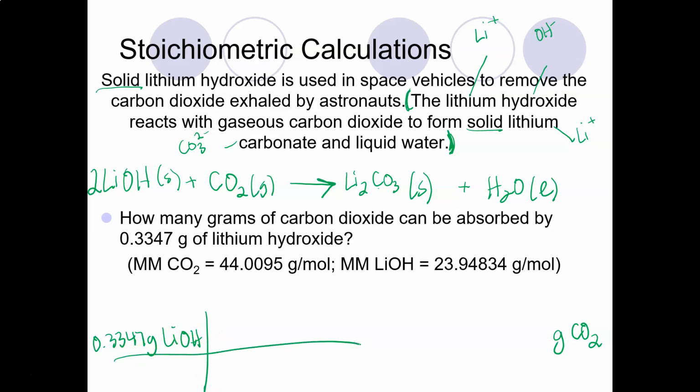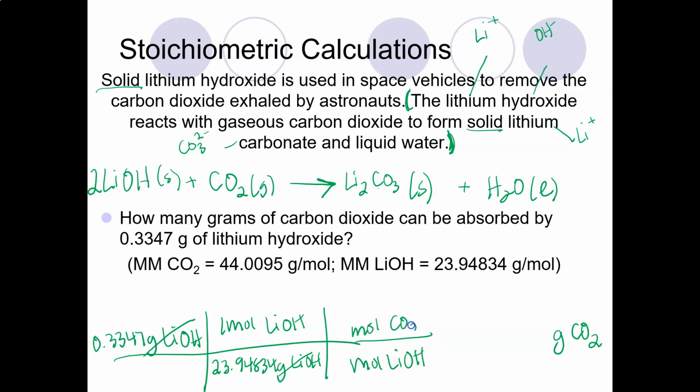So we need to start by canceling out grams of lithium hydroxide. So the molar mass, which was given, 23.94834 grams of lithium hydroxide on the bottom with 1 mole of lithium hydroxide on the top. So now I have moles of lithium hydroxide. So I'm going to use the mole ratio to convert those moles to carbon dioxide. So looking at my balanced equation, in front of lithium hydroxide is a 2. In front of CO2 is a nothing, which means a 1. Okay. So now I have moles of CO2, but the question asks for grams, so I'm going to use my other molar mass, given.